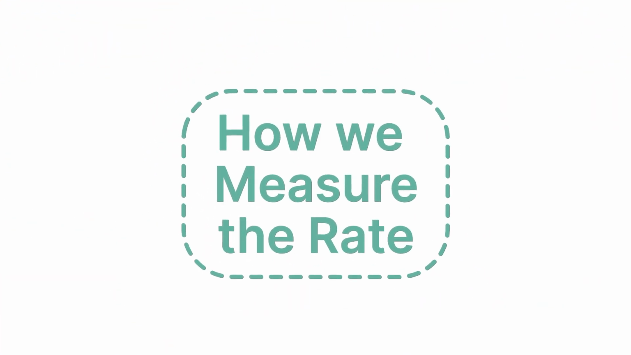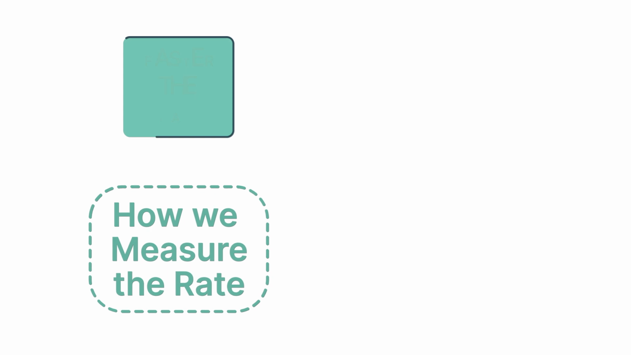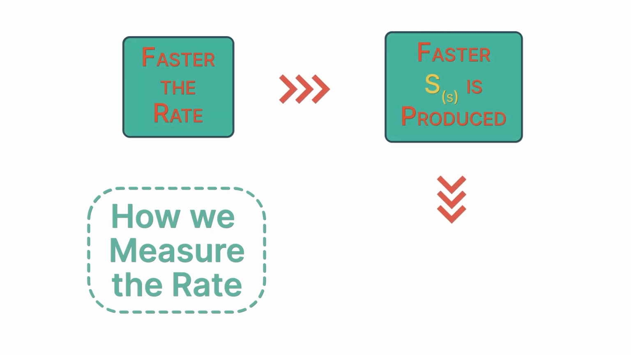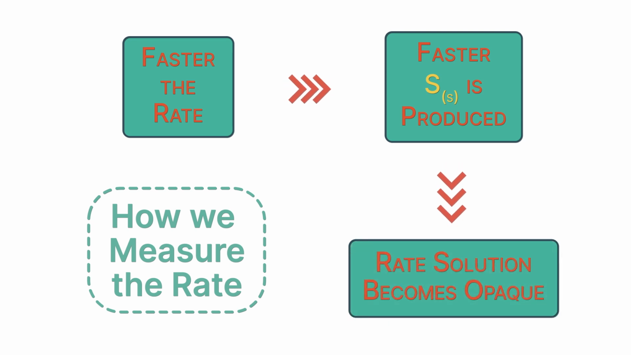This is our approach to measuring the rate. Since the faster the rate of the reaction, the faster the sulfur is produced, and in turn, the faster the solution will change from transparent to opaque, we can therefore use the rate at which the transparency is lost to measure the rate of this reaction.